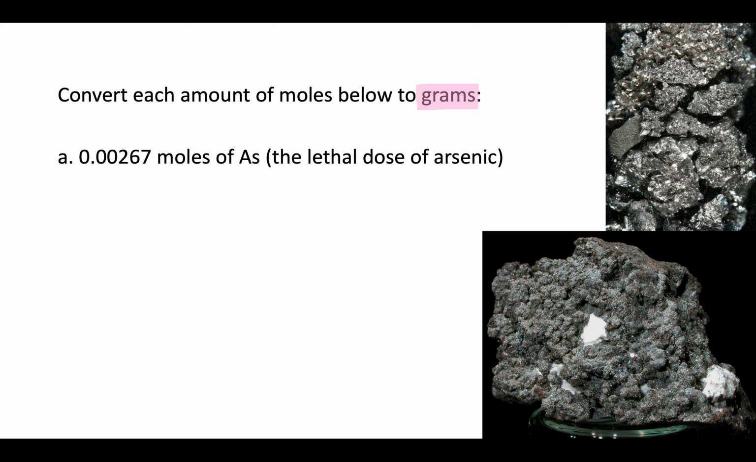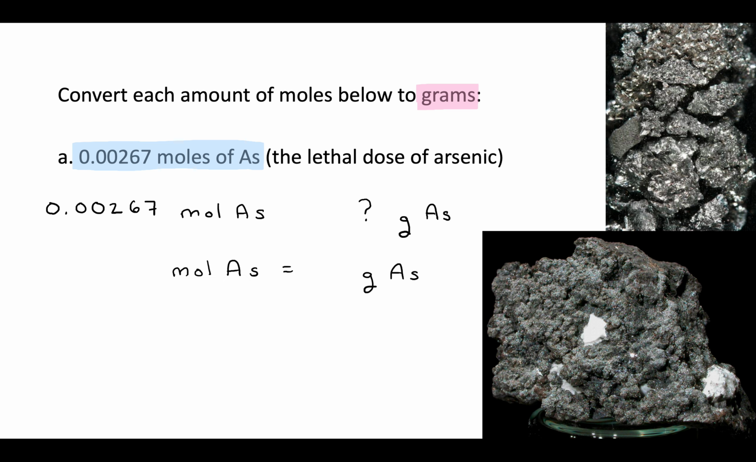Every time you want to do a conversion, you want to identify the units they're asking for and the numbers they're giving you. Here, the units they're asking for are grams of arsenic, and the number they give you is 0.00267 moles of arsenic. So in order to do the conversion, we need to know how those two units relate. How do moles of arsenic relate to grams of arsenic?